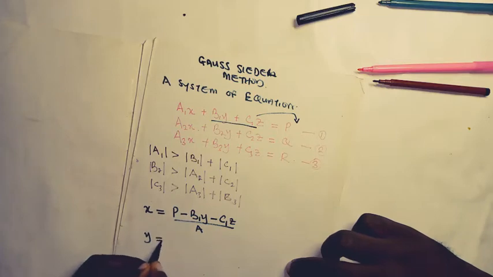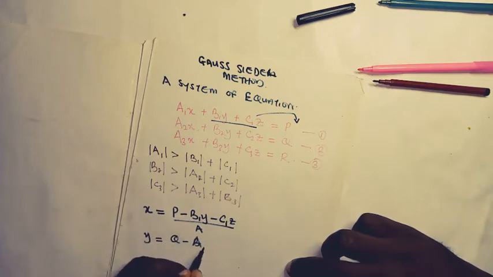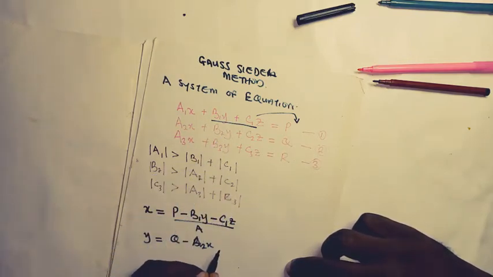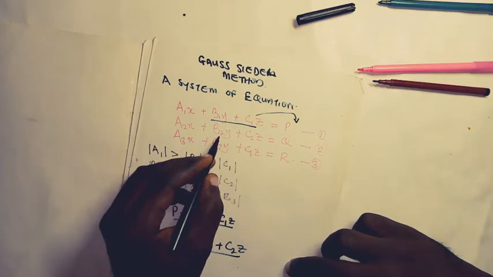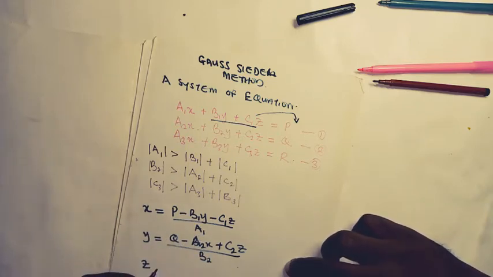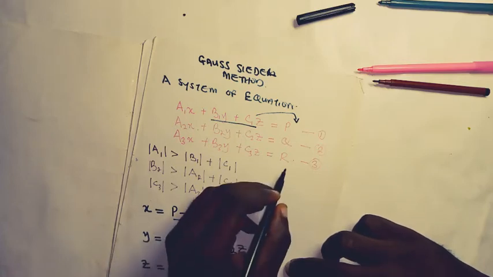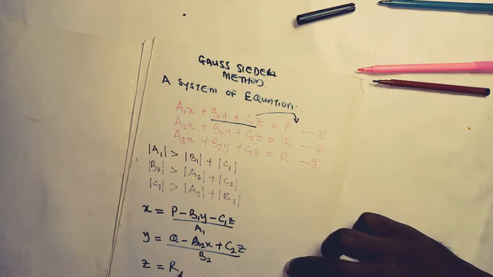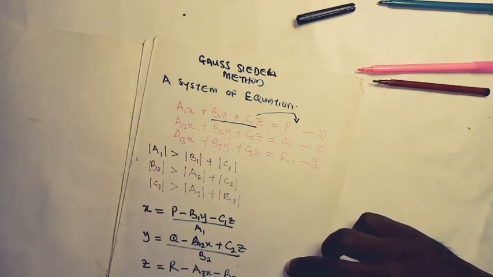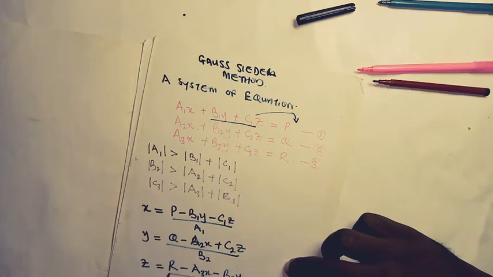For y, we will have q minus a2x. Remember, we're solving for y here. a2x plus c2z divided by the coefficient of y, which is b2, and then for z we have it to be equal to r from equation 3 minus a3x minus b3y divided by the coefficient of z, which is c3.